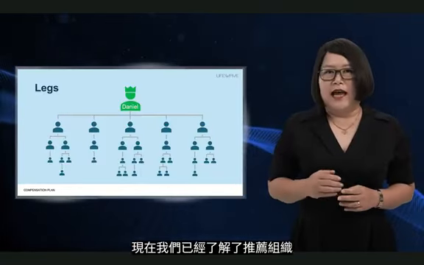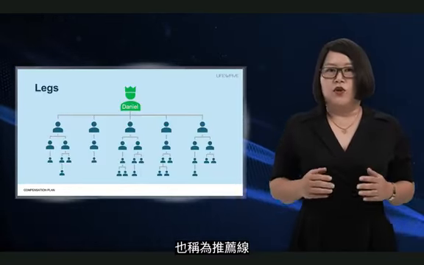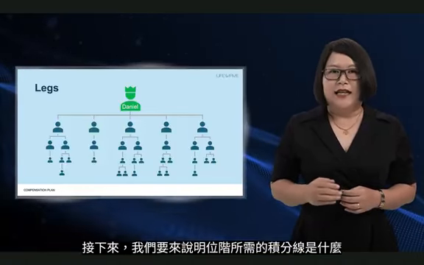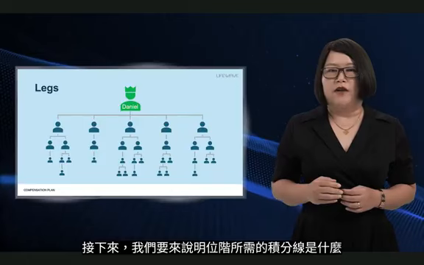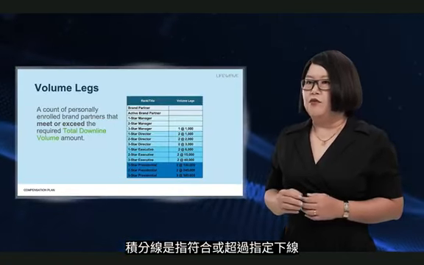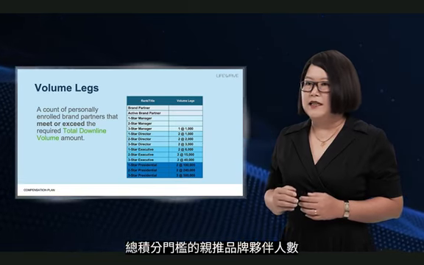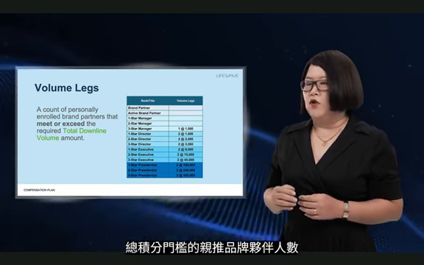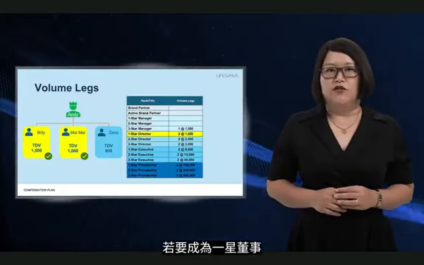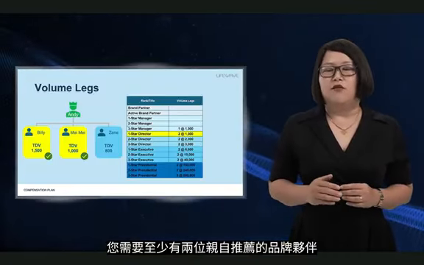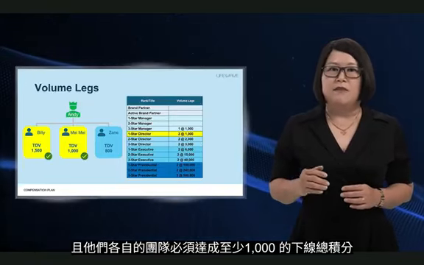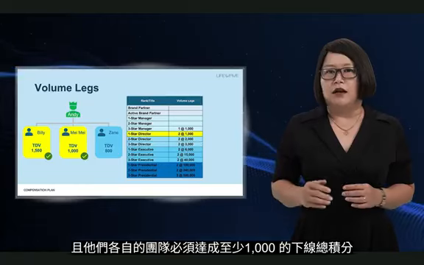Now that we understand the enrollment organization, also known as enrollment tree, all the different volumes and the concept of a leg, let's dive into the volume legs required for rank. Volume legs represent a count of personally enrolled brand partners that meet or exceed the required total downline volume amount. For example, a 1-star director rank qualification requires at least 2 personally enrolled brand partners whose respective downline teams each have a minimum of 1,000 total downline volume.